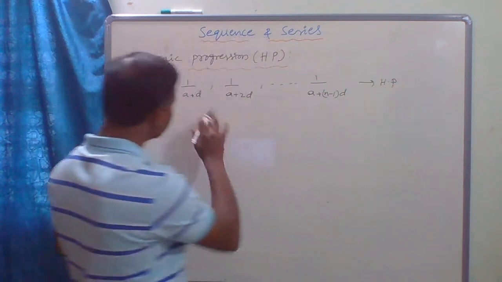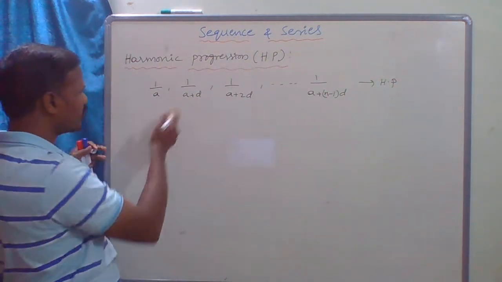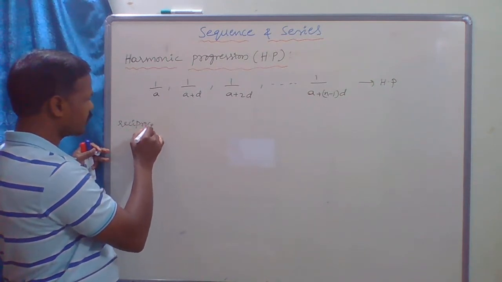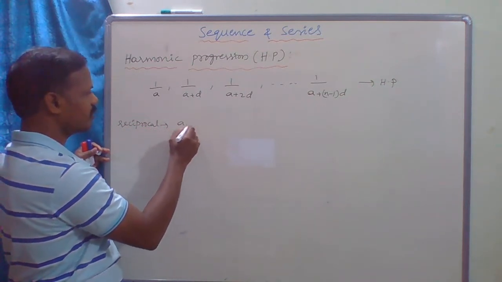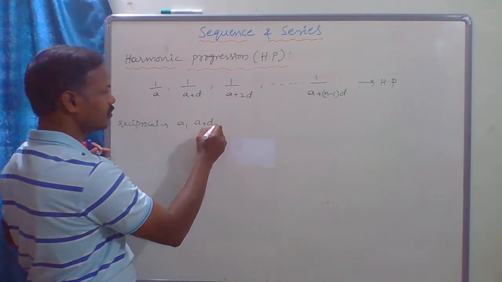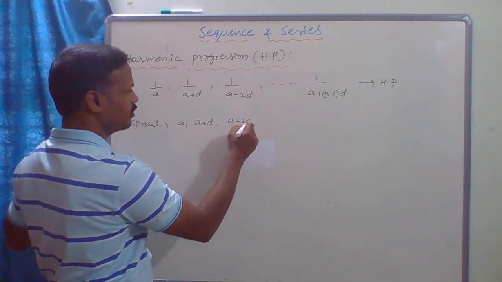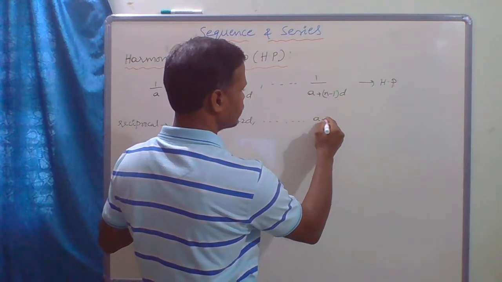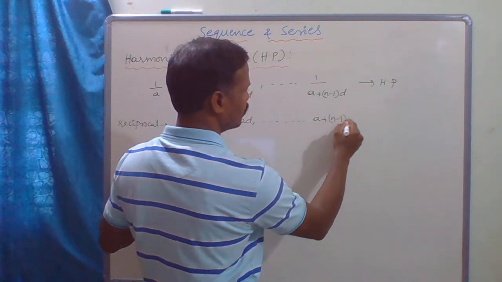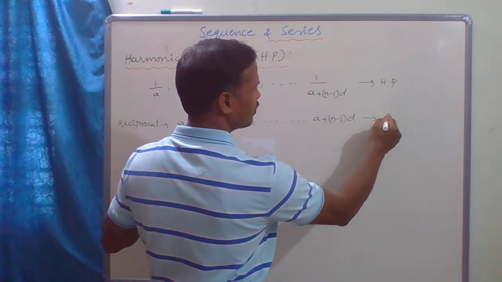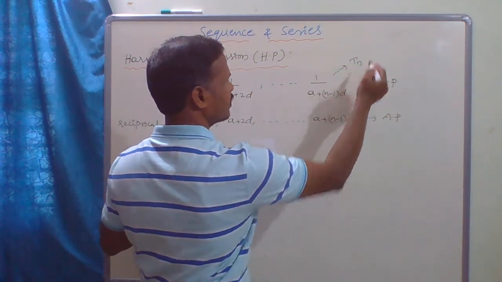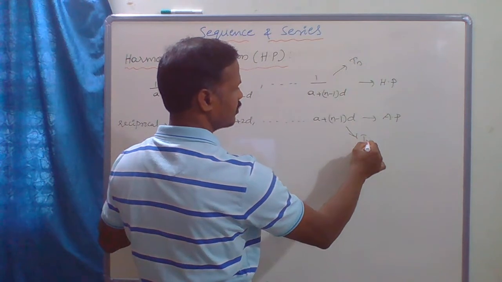Now what are the reciprocals of these? The reciprocal terms are a, a plus d, a plus 2d, up to a plus n minus 1 into d. So obviously these are clearly in AP. So this is the nth term in AP.